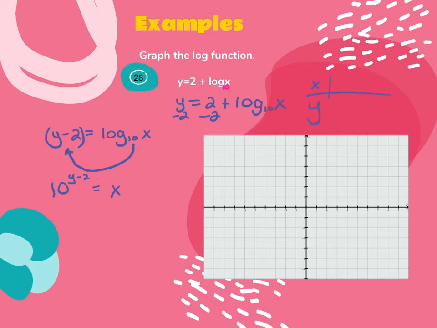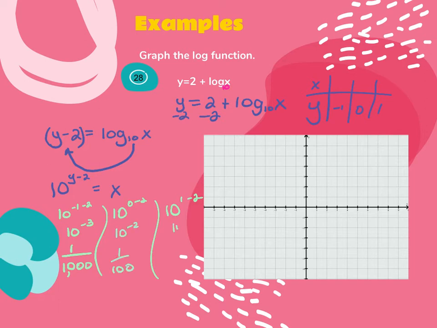Now I do my t-chart, again plugging in for y. I'd get 10 to the -1 minus 2, 10 to the 0 minus 2, and 10 to the first minus 2. This gives me 10 to the -3, or 1 over 1, 2, 3 zeros, 1 over 1,000. 10 to the -2, 1 over 100, and 10 to the -1, 1/10.